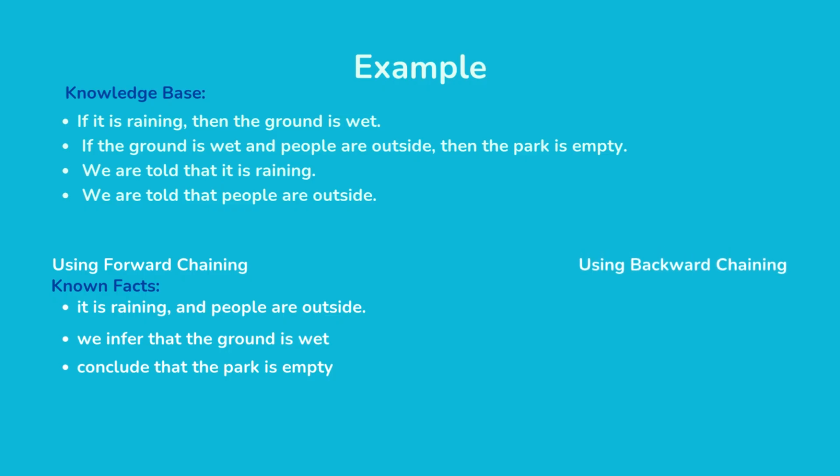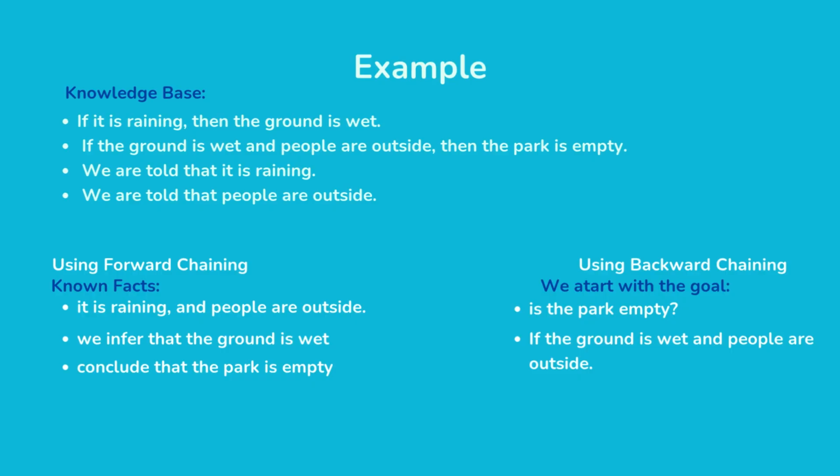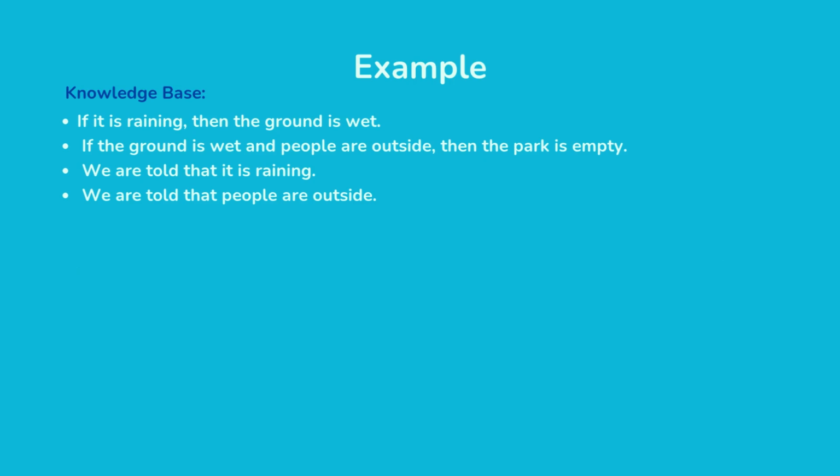Using backward chaining, we start with the goal. Is the park empty? We look for a rule that can give us that conclusion. The second rule says the park is empty if the ground is wet and people are outside. So now we need to prove that the ground is wet and that people are outside. We already know people are outside from the given facts. To prove the ground is wet, we check if there is a rule for that. The first rule says the ground is wet if it is raining, and we know it is raining. So we can confirm that the ground is wet. Since both conditions are satisfied, we conclude that the park is empty. This is backward chaining in action.